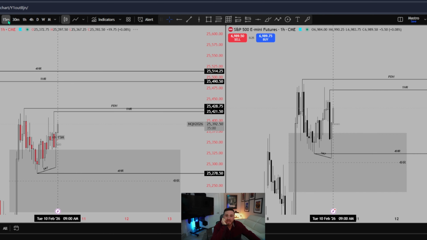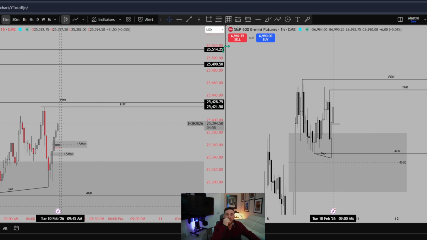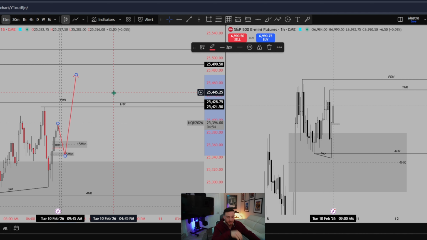NASDAQ's the leading index to the upside. We formed two 15-minute bullish fair value gaps. I could see if market opens up, we want to retrace into these hopefully and continue higher.